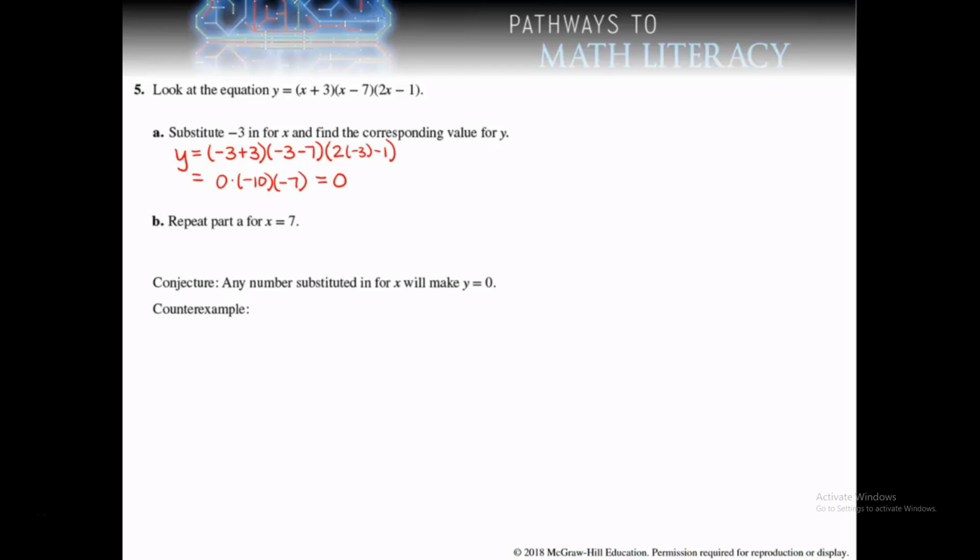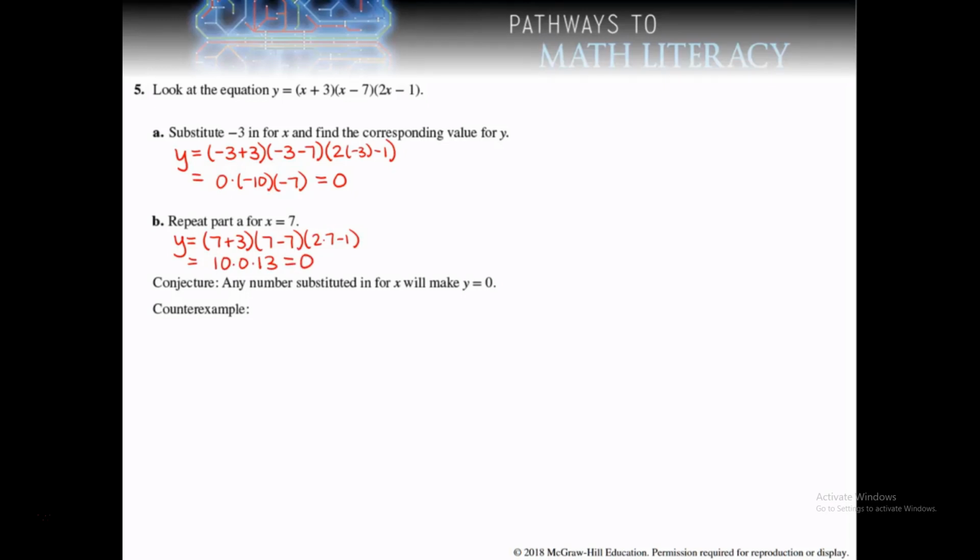B says repeat that for x equals 7. Okay, so y equals, and we'll do that again with a 7 in for the x's. So we'll have 7 plus 3 times 7 minus 7 times 2 times 7 minus 1. And that's going to give us 10 times 0 times 13, which also comes out to 0.